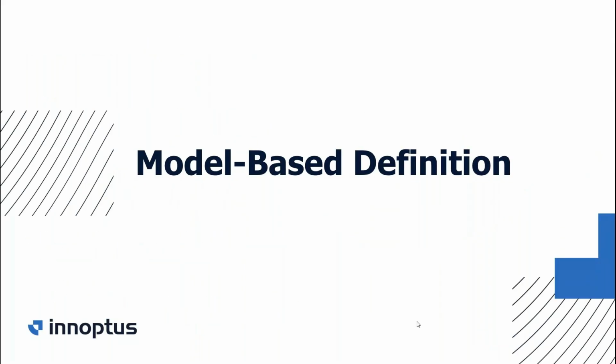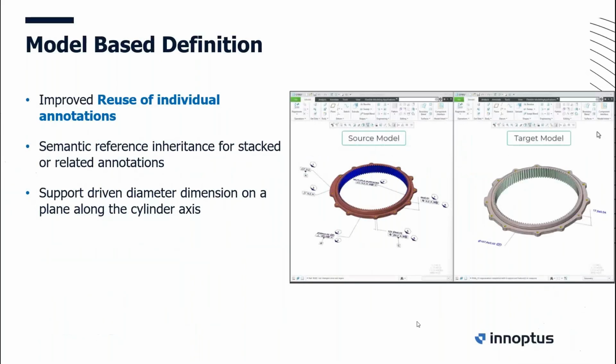Model-based definition. A small improvement, but it can have a big impact. If you added some dimensions already to one part, you can now very quickly copy them from your source model to your target model. You can start copying multiple references and multiple dimensions, because of course you spend a lot of time on that part. Of course, they have to be linked in some way, so it can be a family table or something like that. You have to have the same geometry on both parts, which makes sense.